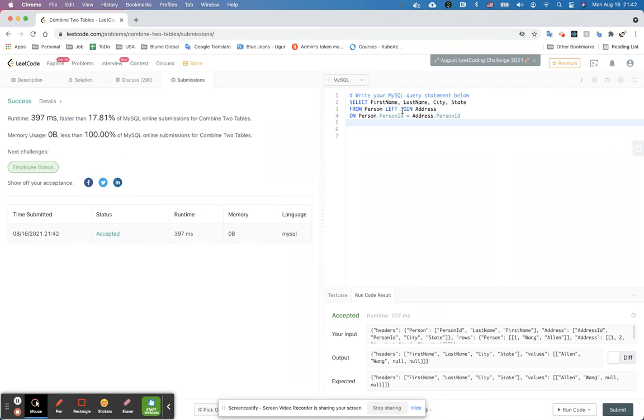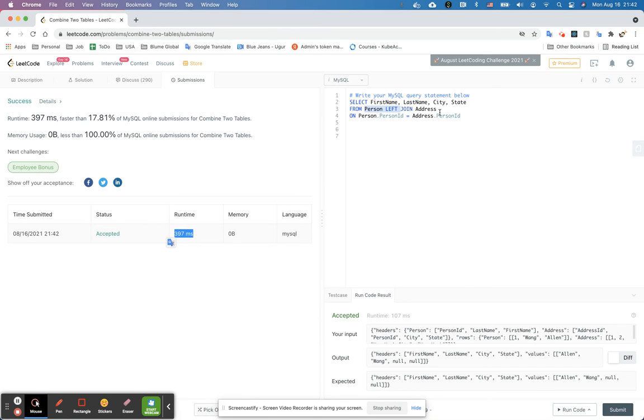Cool. This means that we are going to join the left-hand side table with the right-hand side address table, and then we'll get all of the left table joined with the other table. Okay, this is the first submit, and it is accepted, right? And then the runtime is 397 milliseconds.